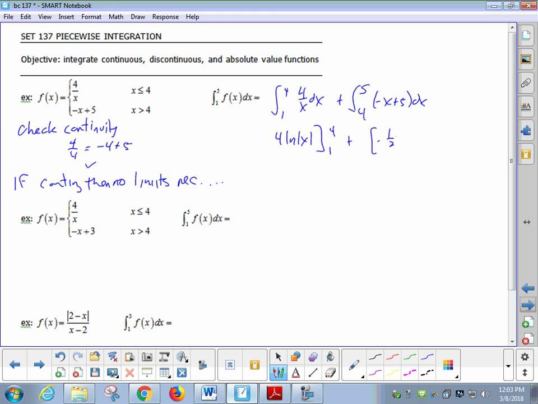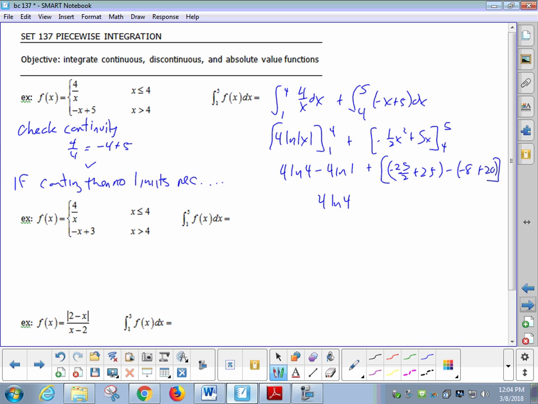Negative 1/2 x squared plus 5x from 4 to 5. So maybe 4 natural log of 4 minus 4 natural log of 1 plus negative 25 halves plus 25 minus negative 8 plus 20. So 4 natural log of 4 is fine. What's the area under the line come out to be? I guess I could have done that geometrically.